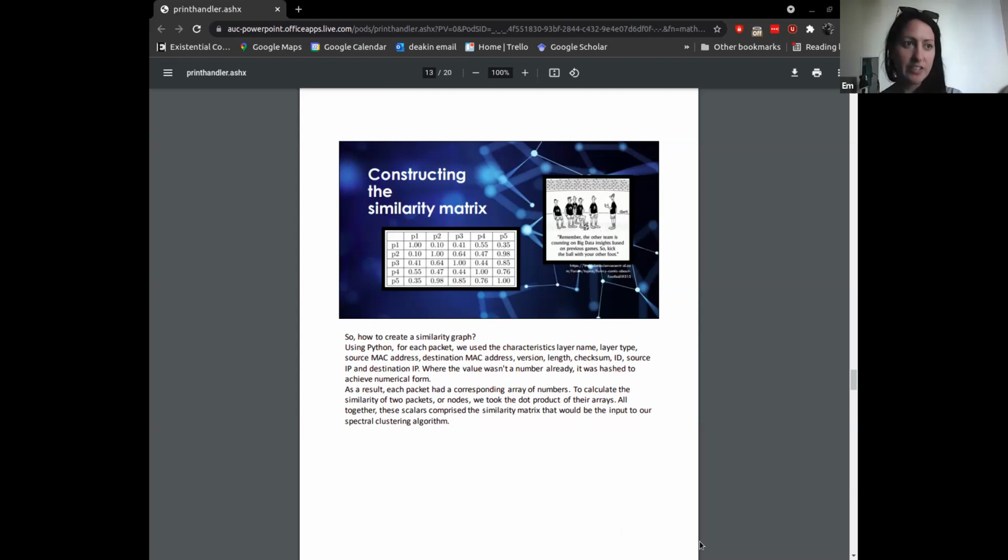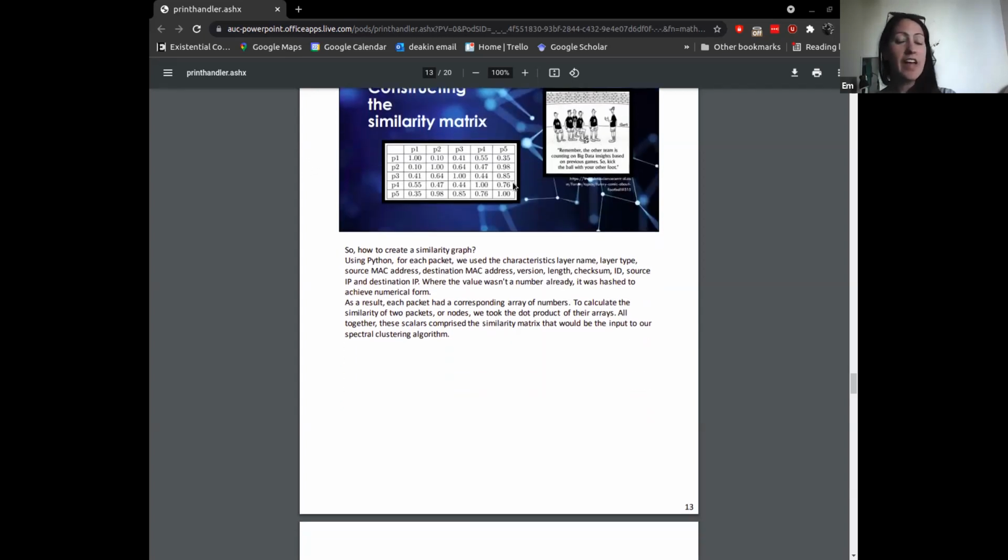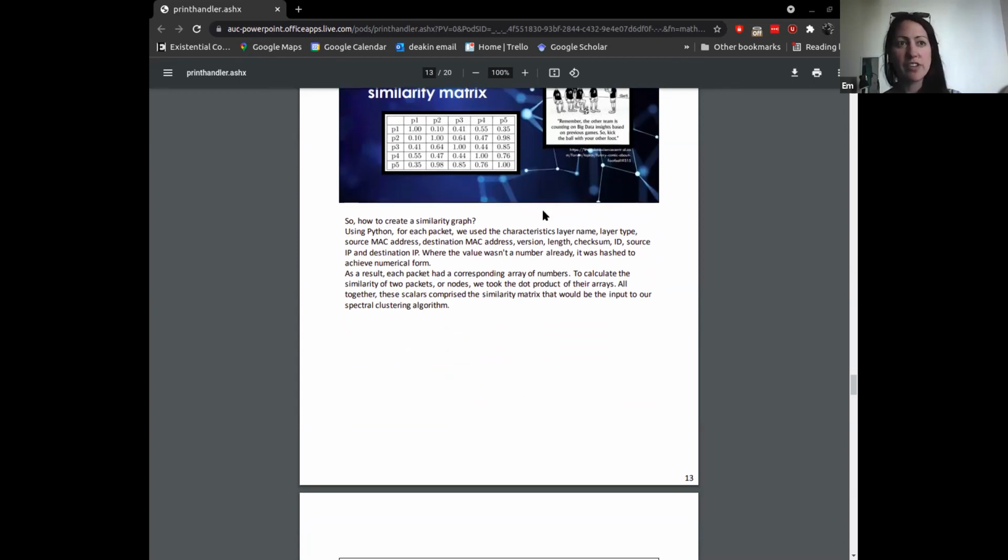And sometimes it can be a little bit tricky to create a similarity graph. So how we did it, well, we used Python, and we used characteristics such as layer name, layer type, MAC addresses, version, length, checksum, etc. And when the value wasn't a number already, we hashed it to put it into numerical form. So in the end, we ended up with each packet having a corresponding array of numbers. And to calculate the similarity of two packets or two nodes, what we did is we took the dot product of their arrays. So then we essentially had this giant matrix, and it held all of these numbers which represented the similarity of the 10,000 nodes. And this similarity matrix was the input to our spectral clustering algorithm.